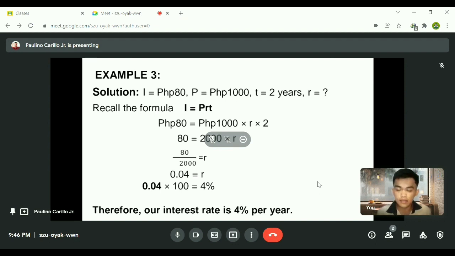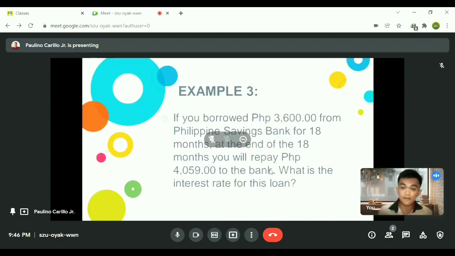Now, an interest rate is in percentage. So if you have 0.04, just multiply it by 100 so that it would be 4%. Therefore, our interest rate here is 4% per year. So that's how it works in example number 2. So let's have example number 3.